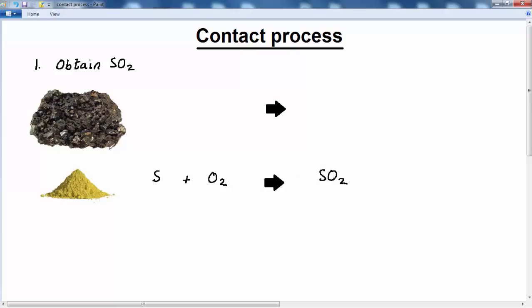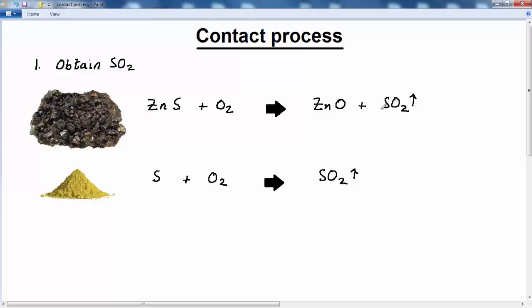Or it might involve heating or roasting metal ores that are rich in sulfur in the presence of oxygen. For example, heating or roasting zinc blende in the presence of air or oxygen. Okay, so here's a sample of zinc blende, and zinc blende is made from zinc sulfide, and by heating the zinc sulfide in oxygen we obtain zinc oxide and sulfur dioxide gas. And so it's the sulfur dioxide gas that we want for the contact process.